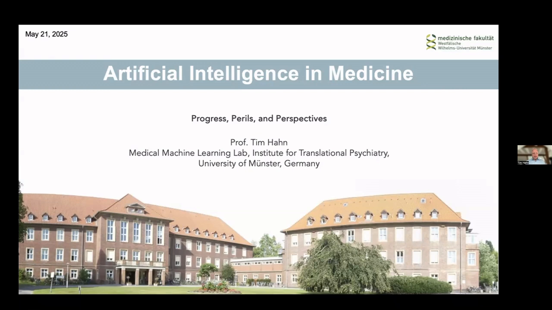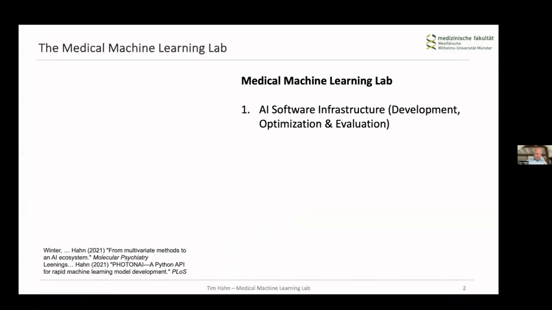And I want to talk very, very broadly about artificial intelligence in medicine and the particular things that my group is doing in this area. So let me first briefly start by talking about my own lab, the Medical Machine Learning Lab at the University of Münster. And we basically do three things. The one thing is we create AI software infrastructure, development, optimization, and evaluation, mainly for large-scale research projects.